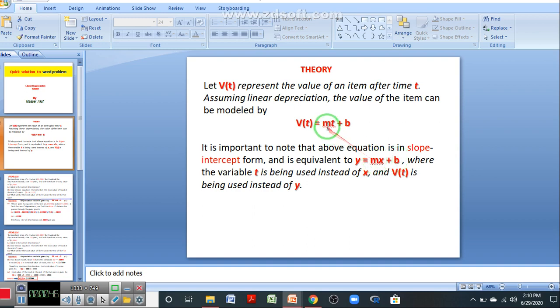Here m represents the depreciation rate, the rate of decrease, where the variable t is being used instead of x. So along the x-axis we represent the time scale, and in general this time is in months or weeks or years. Vt is being used instead of y. Along the y-axis this represents the worth of the machine, the value of the machine.